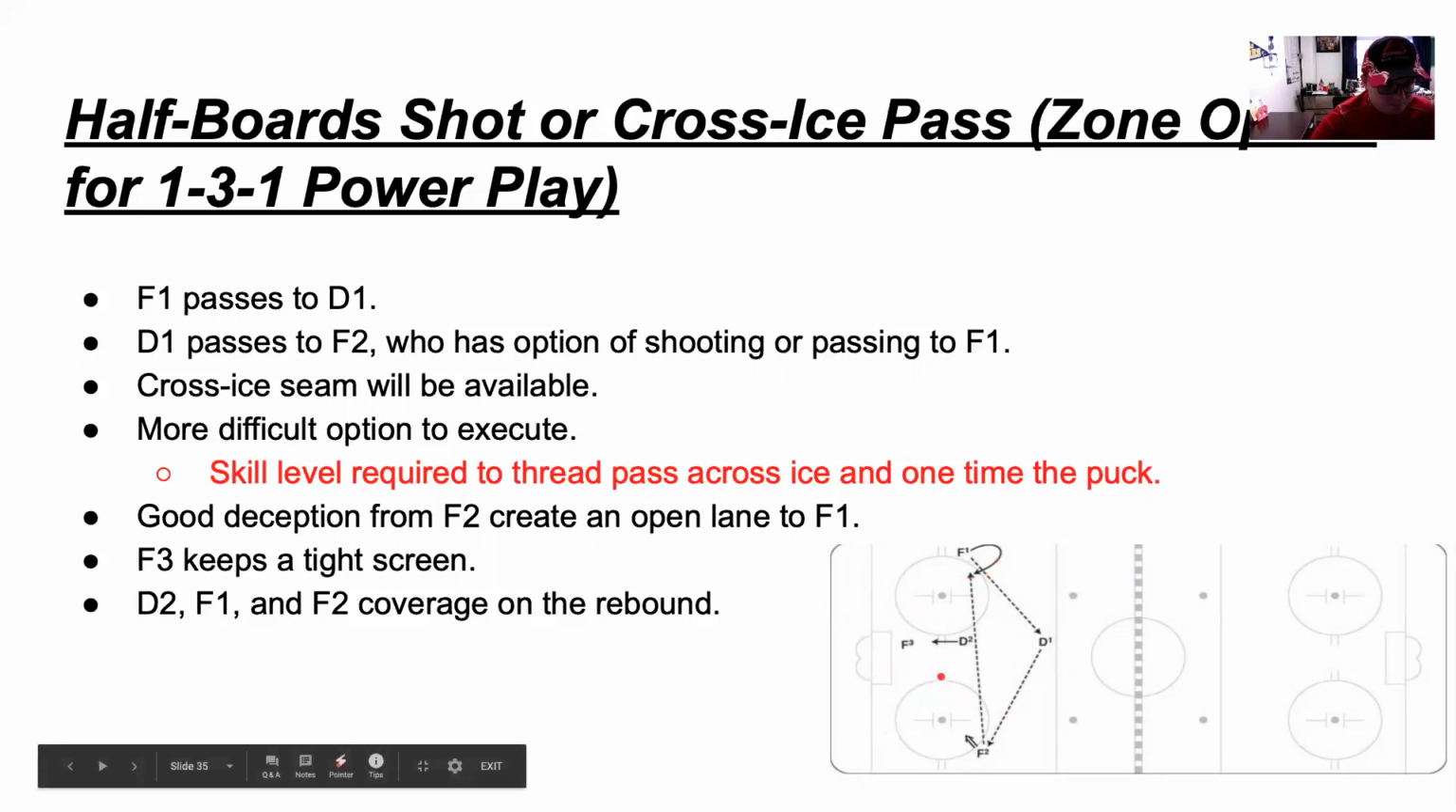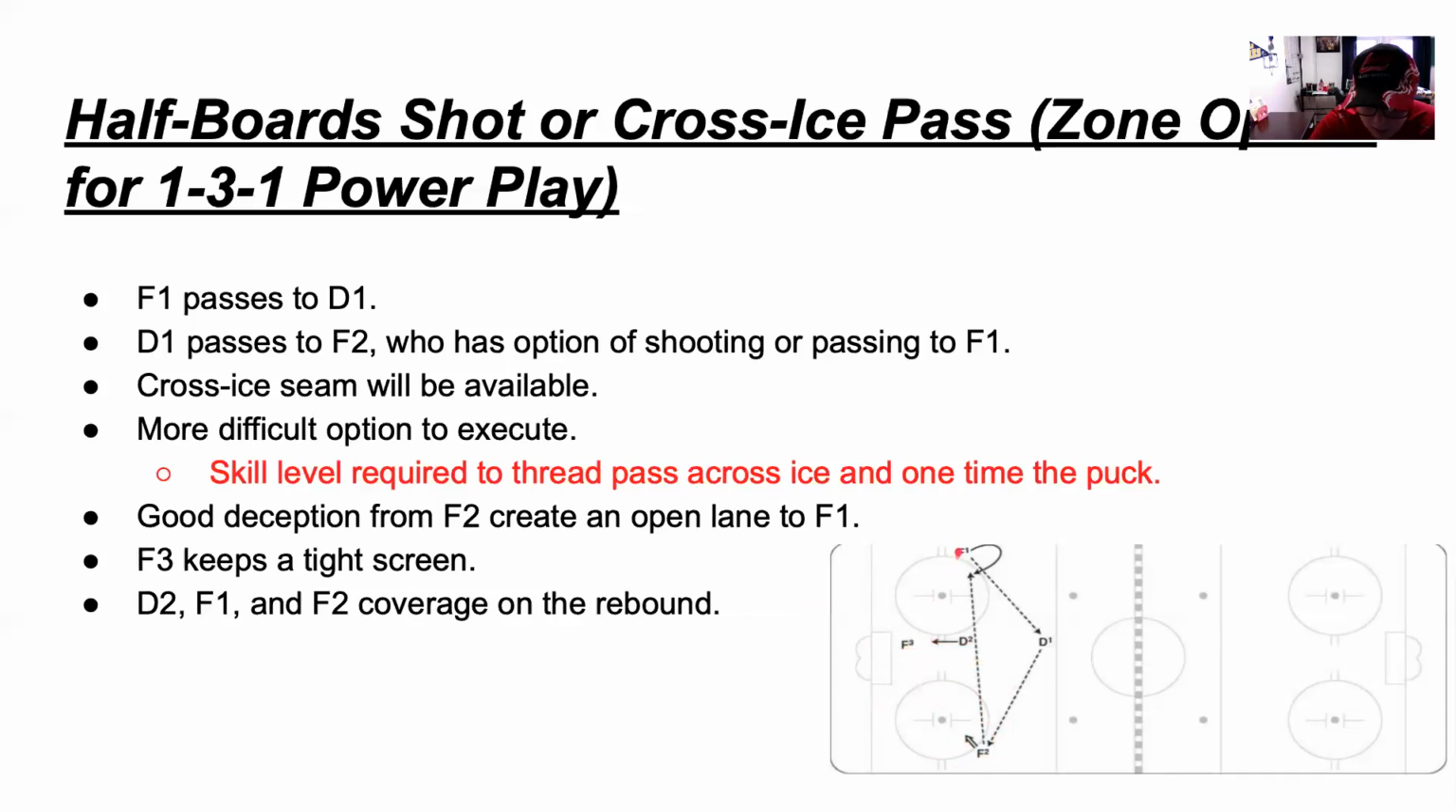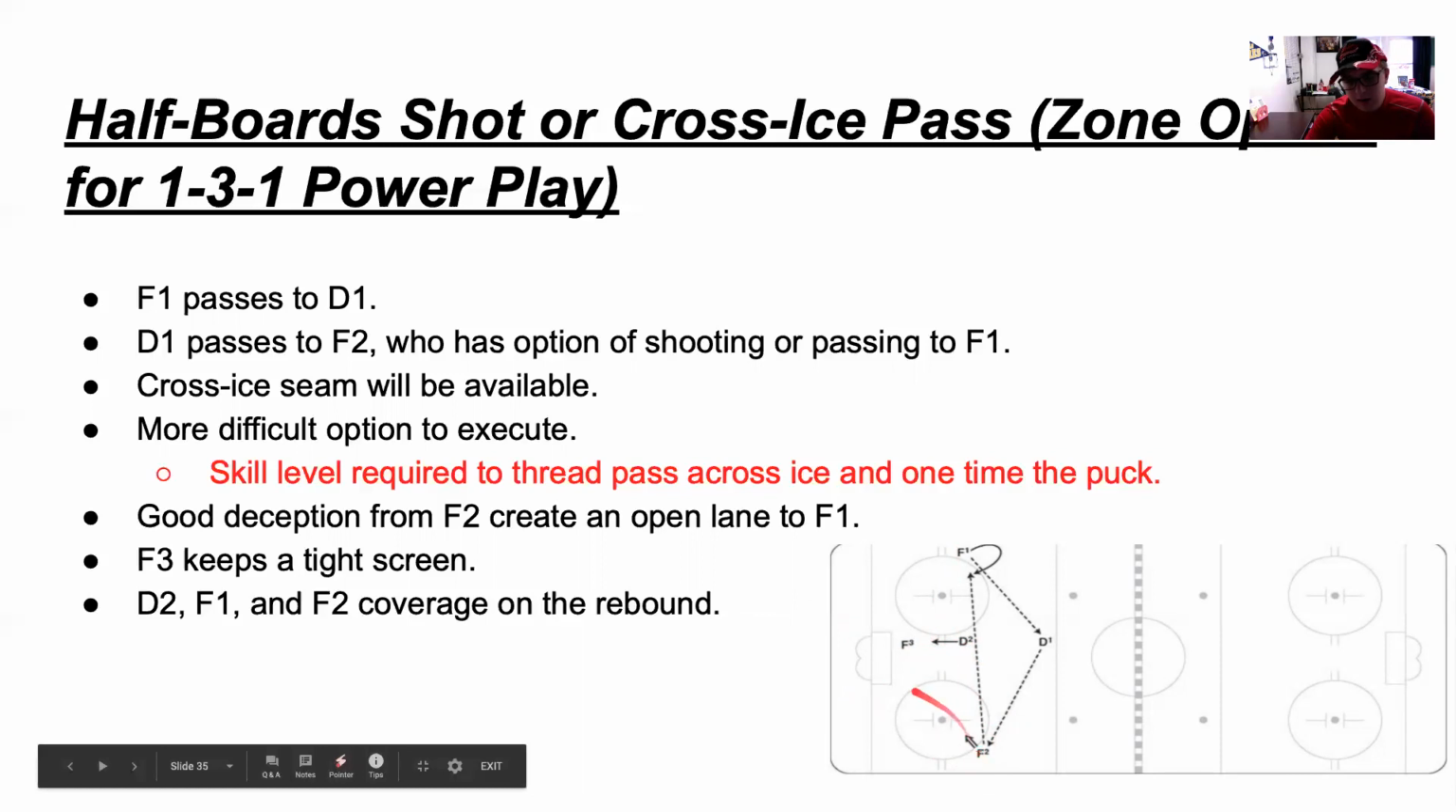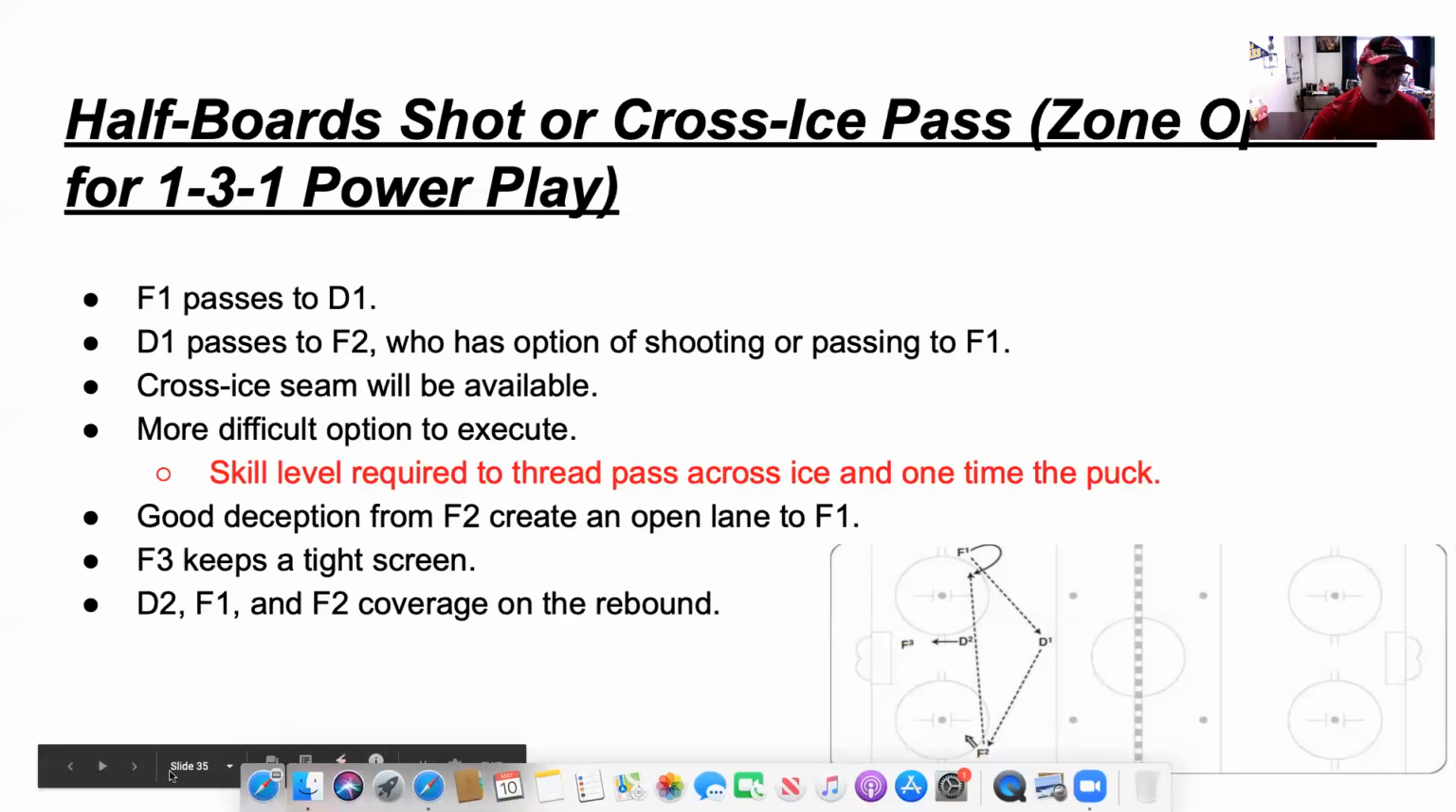Just depends. Okay, F3 is keeping that screen, and F2 is trying to create that open lane like we say, and F1 is going to take that shot and come down for a rebound if there's one, or shoot out that far pad. F2 is going to come in, and D2 is going to be here. So F1, D2, F2 are going to come down, jam for the puck with F3. So F3 will screen the goalie while the shot happens.